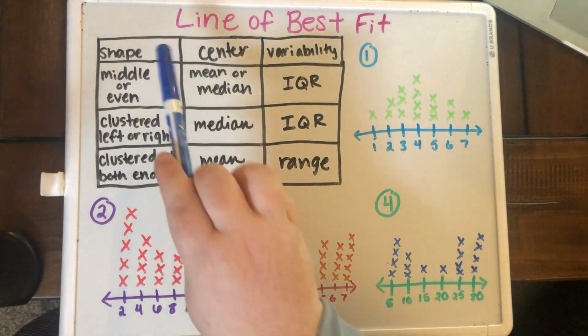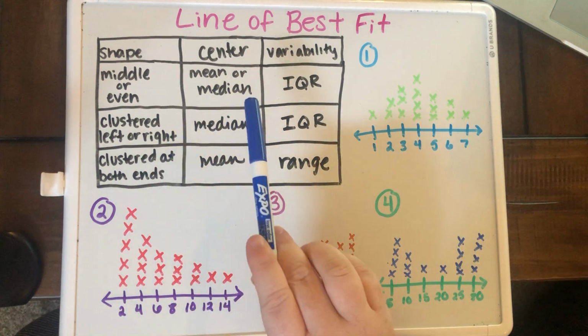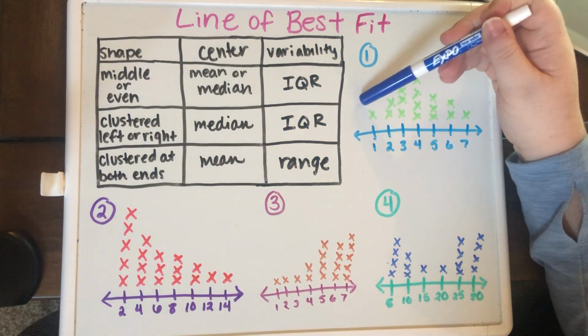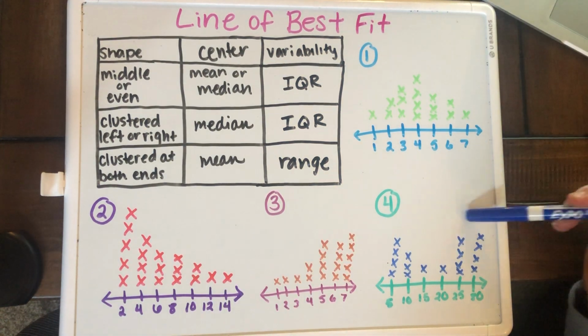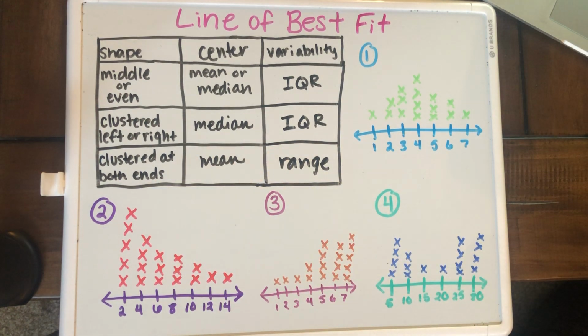So we've got 3 categories in our chart. We've got shape, center, and variability. So when we're talking about the shape, we are literally talking about the shape that the data makes. Okay, I've got 4 examples here. So we're gonna go through and talk about each one.